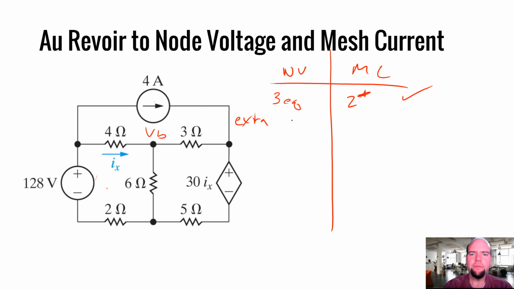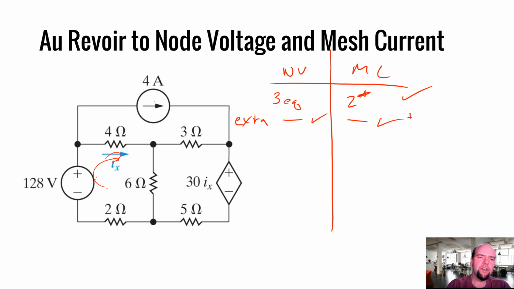Extra bonuses. Both of them, we can't use node voltage, or we can't use super node, super mesh. And writing the equation for the dependent supply, there's not a huge difference. Maybe a little point in favor of mesh current. A little bit. And then the last one is, what are we solving for?